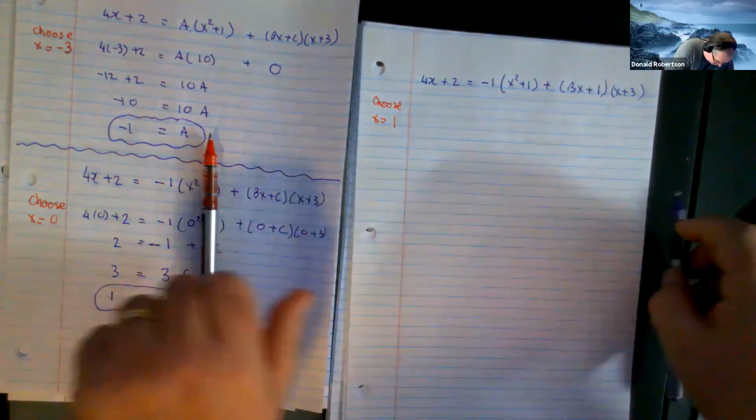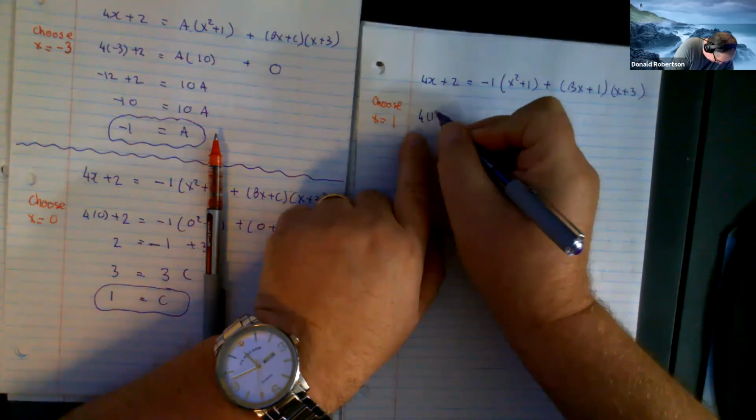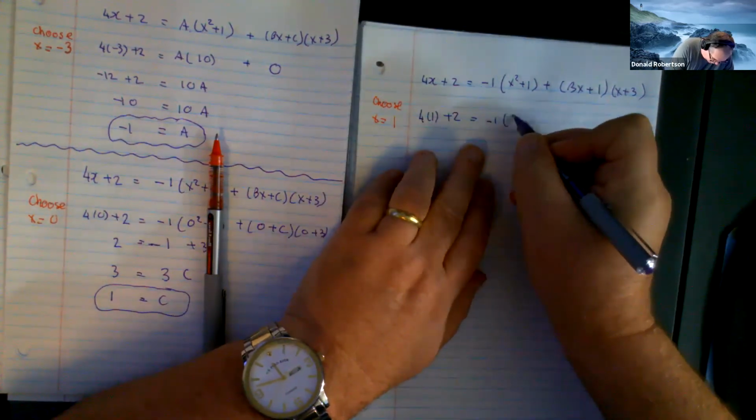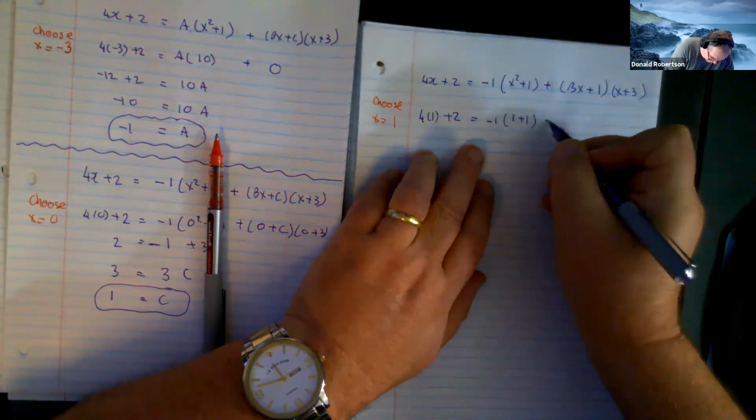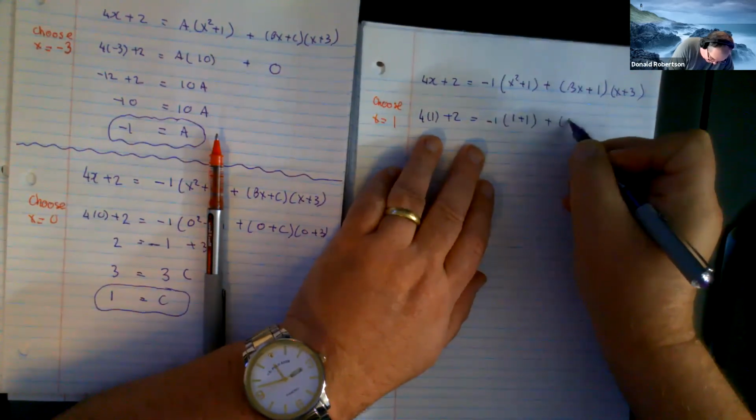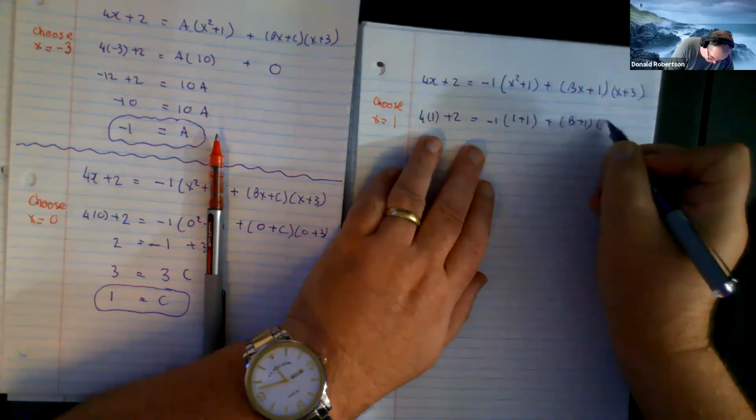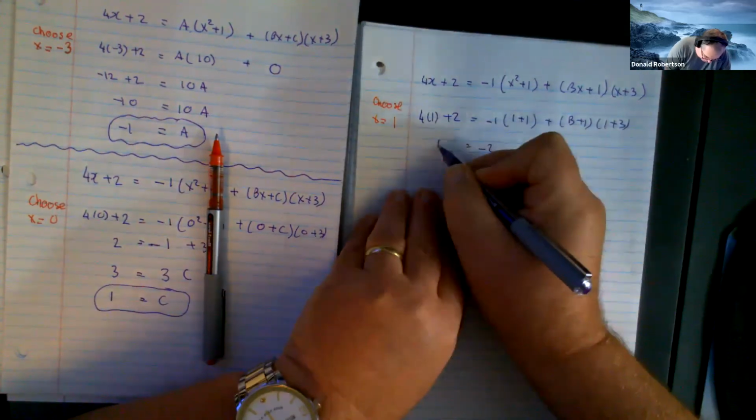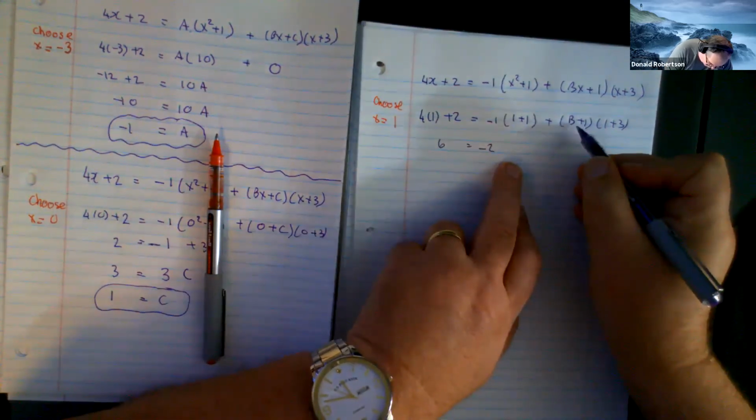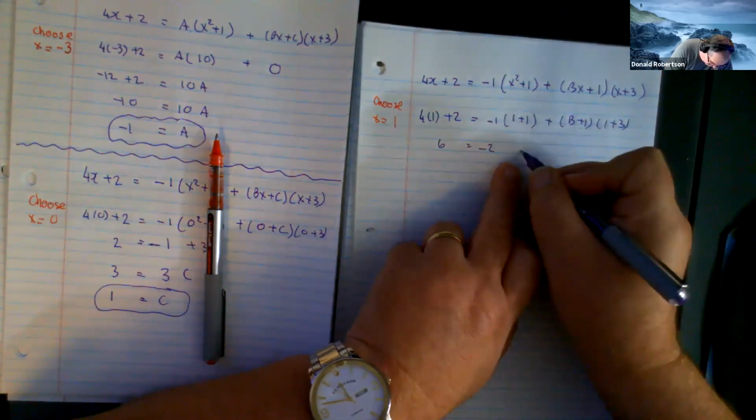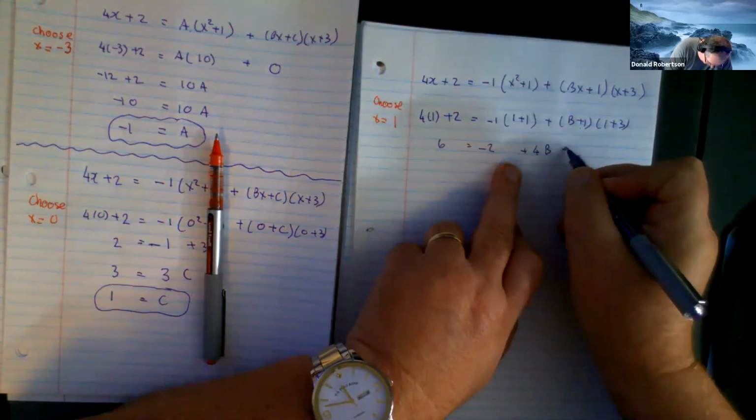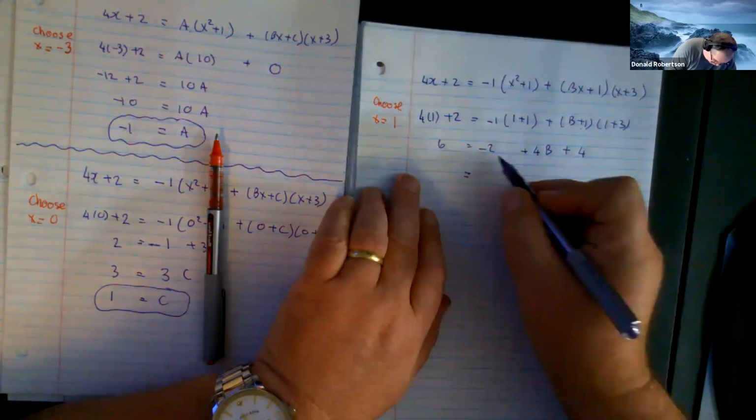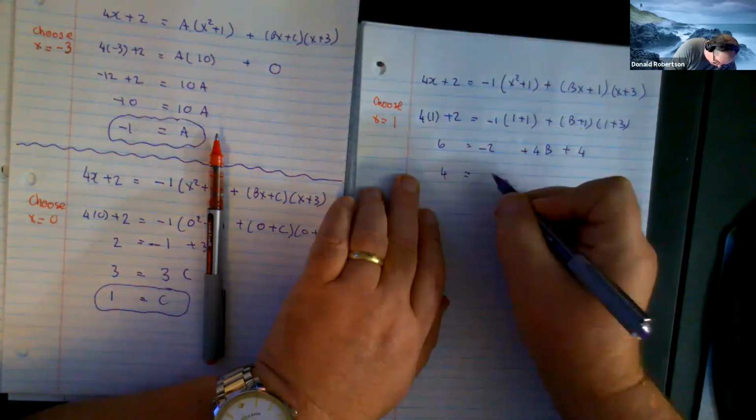So what do we get? We get 4 lots of 1 add 2 equals negative 1, 1 squared plus 1, b times 1 is just b add 1 and 1 add 3. So that's 2. So we'll get negative 2. That's 6. B add 1 times 4 is going to get me 4b add 4. That's going to get me 4 equals 4b.